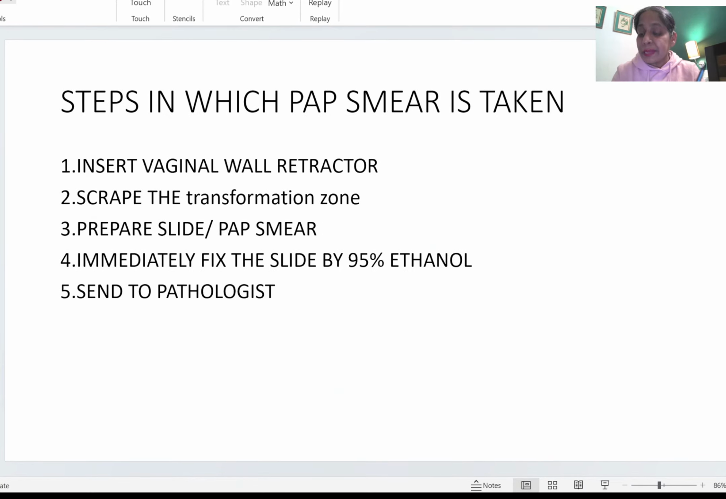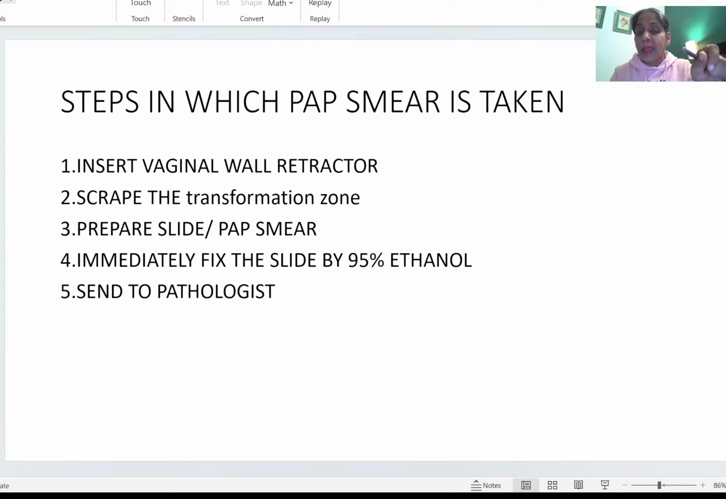Now, what are the steps in which the pap smear is taken? How do we take the pap smear? Again, it is very important. First of all, we will insert the vaginal wall retractor in the vagina. The first step is to insert the vaginal wall retractor.